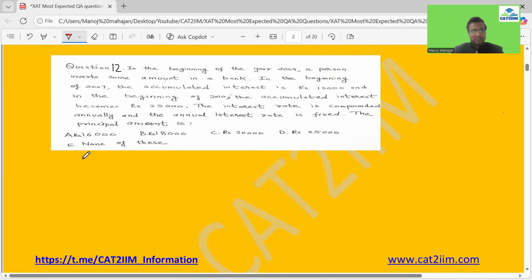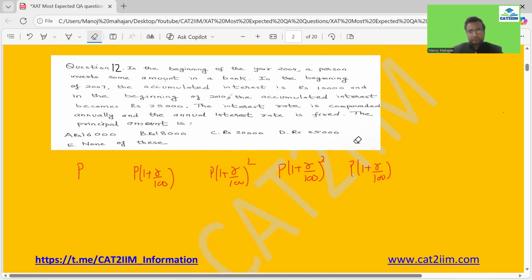So let me make you understand that. Let's say you have a principal P, the amount after 1 year would be P into 1 plus R by 100. After 2 years, it would be what? 1 plus R by 100 square. 3 years, if I look, 1 plus R by 100 cube. So I'm just writing after fourth year, fifth year, and so on to make you understand the concept out here. So this would be 4.